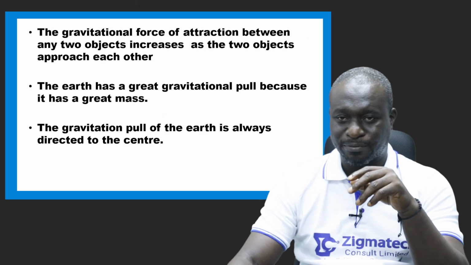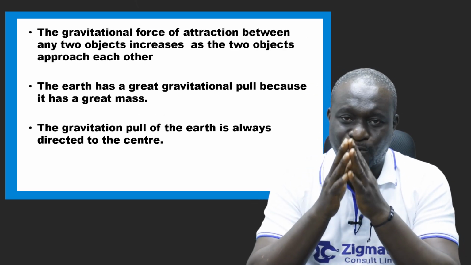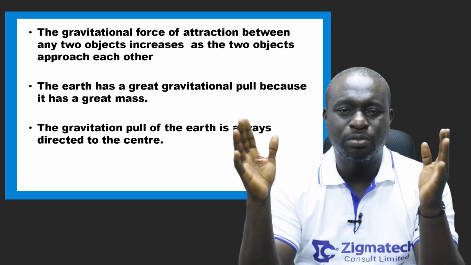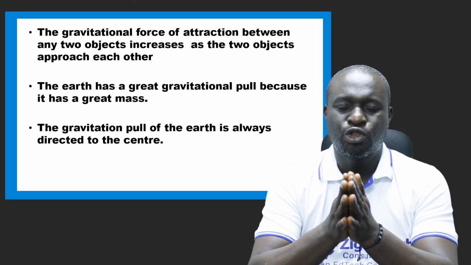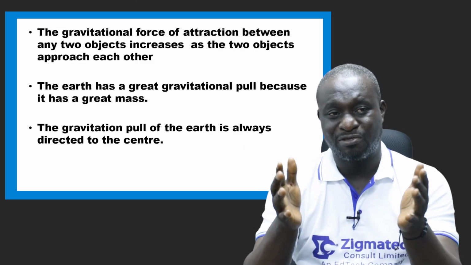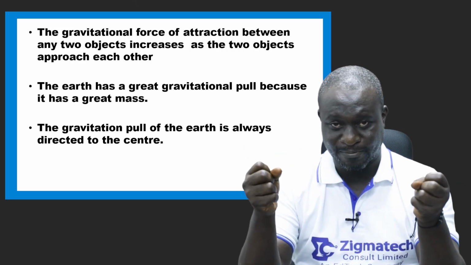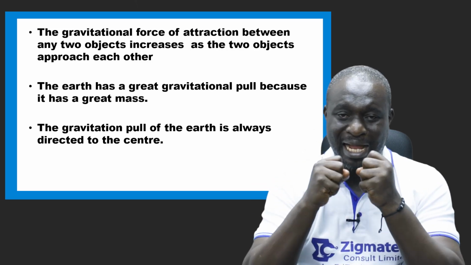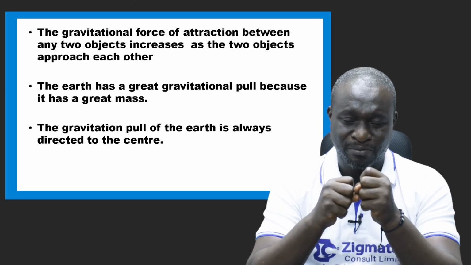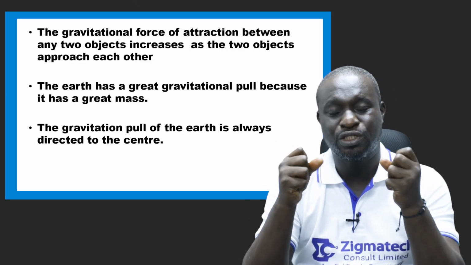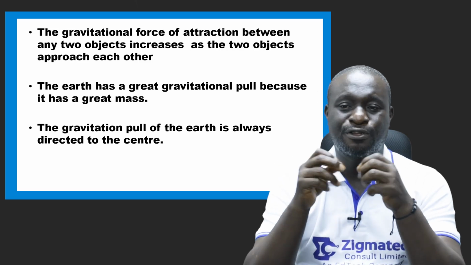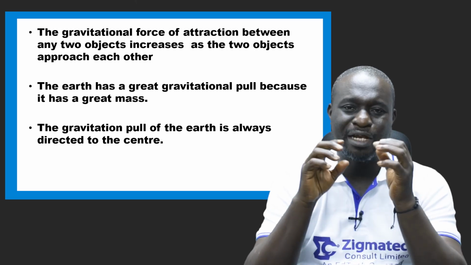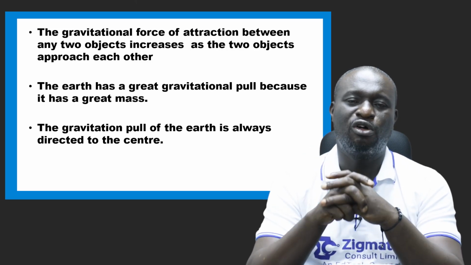Now, take a look at this. The gravitational force of attraction between any two objects increases as the two objects approach each other. So, as they approach each other, their gravitational force of attraction increases. Number two, the Earth has a gravitational pull because it has a great mass. And then number three, the gravitational pull of the Earth is always directed to the center of the Earth.